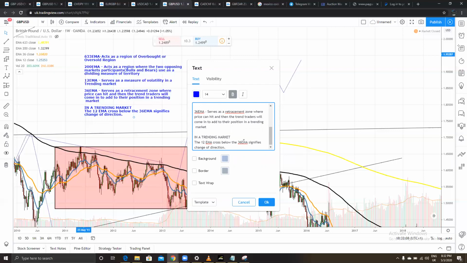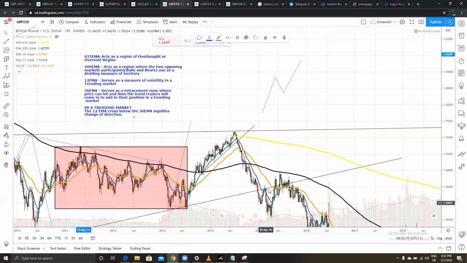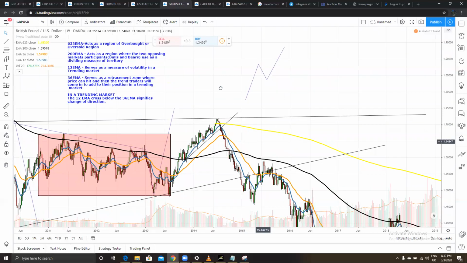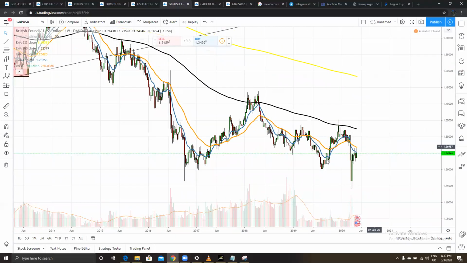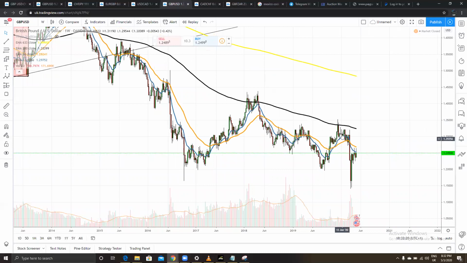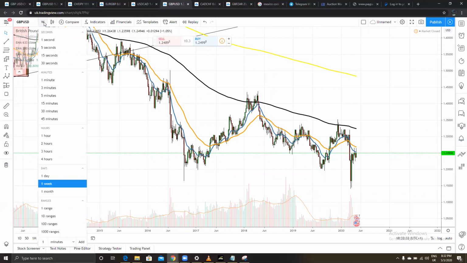Okay, and so all this little intro that we've learned, it's now time to put it to use. So say for example, when you look at the current position of the pound dollar, right? And we are looking at a much longer term over here, because we are on a weekly chart, all right?